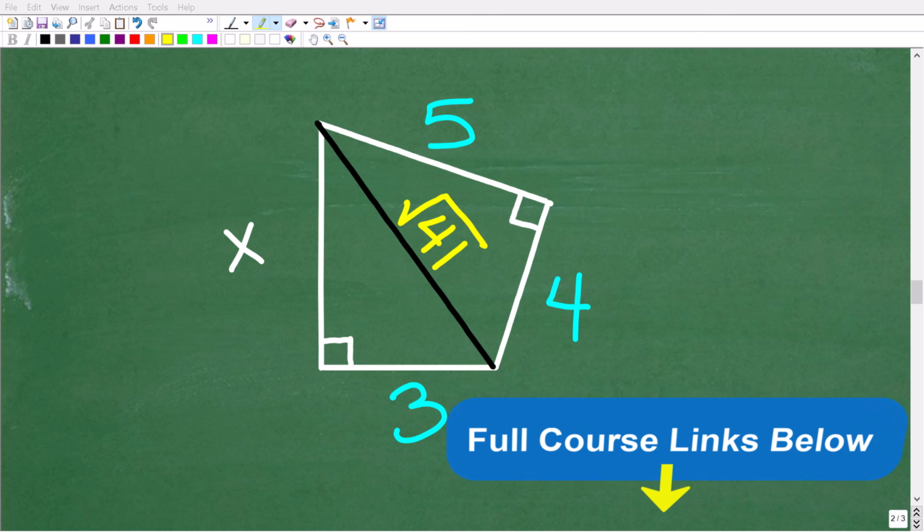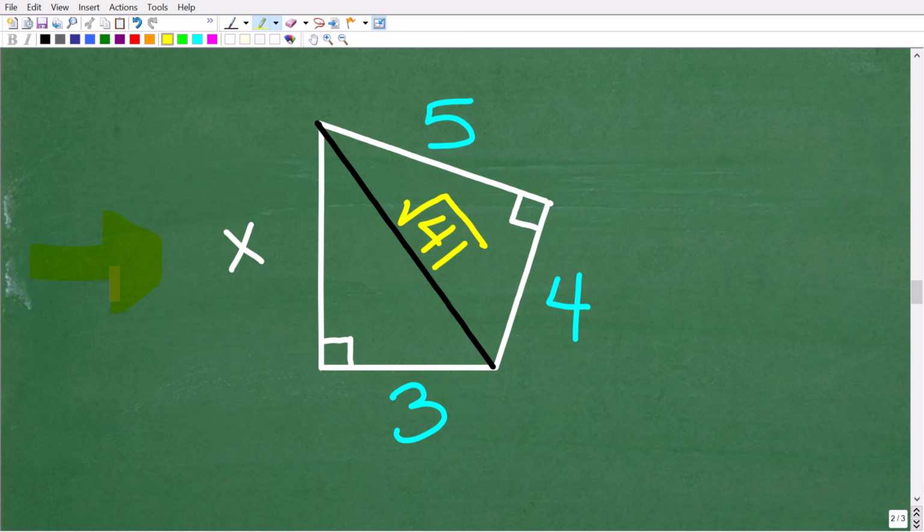Okay, so back to our problem here, and our strategy again was to break up this quadrilateral into 2 right triangles.